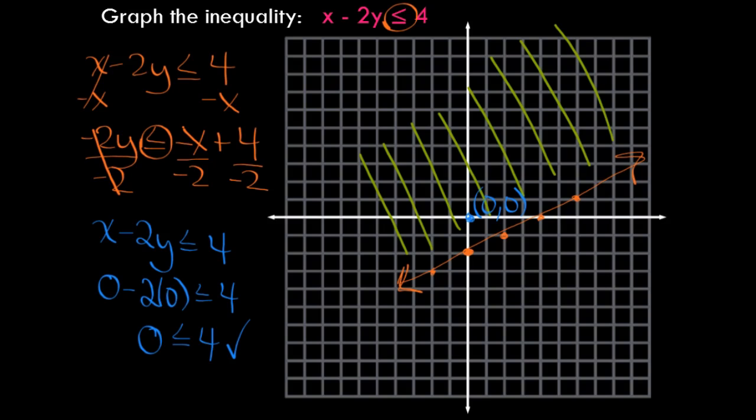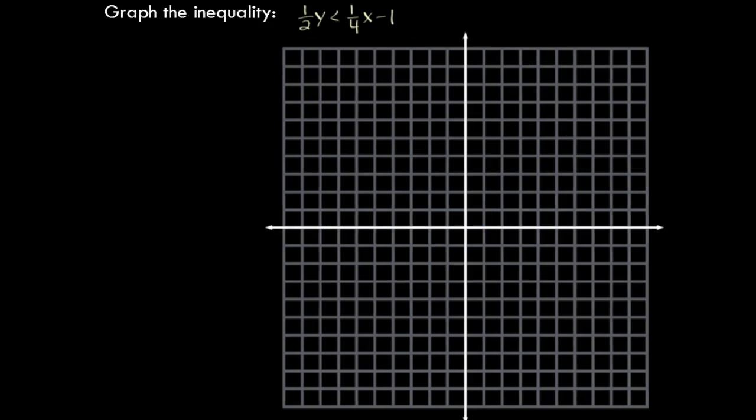Alright, we're going to do one more in this video. This time the equation looks crazy, but it's really not that bad. So it starts off with 1/2 y is less than 1/4 x minus 1. So again, we want to get rid of the fractions, but we're not going to do it quite the same way we did before, because our ultimate goal is to just solve for y. It's not so much to find a value for x or a value for y.